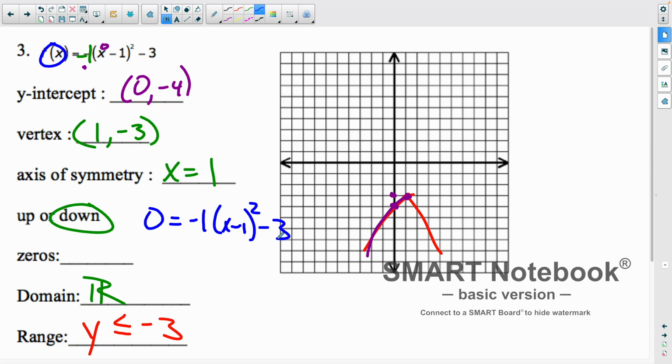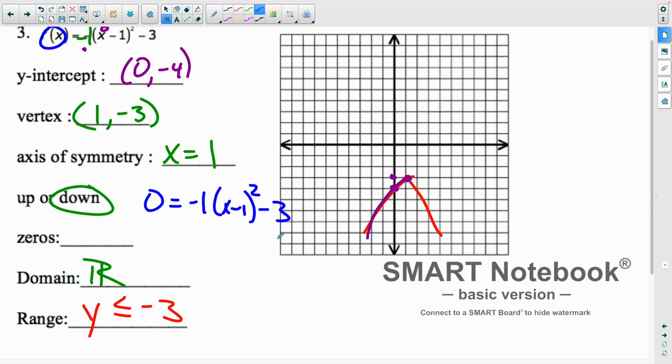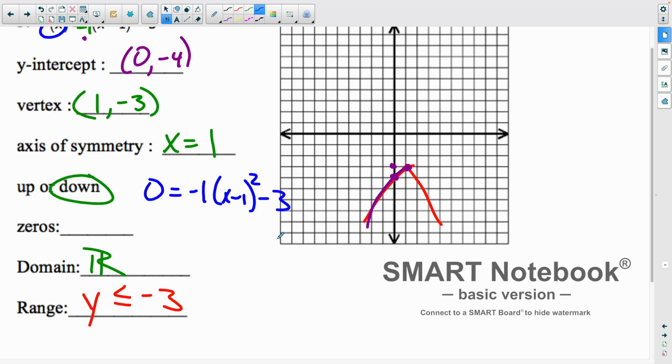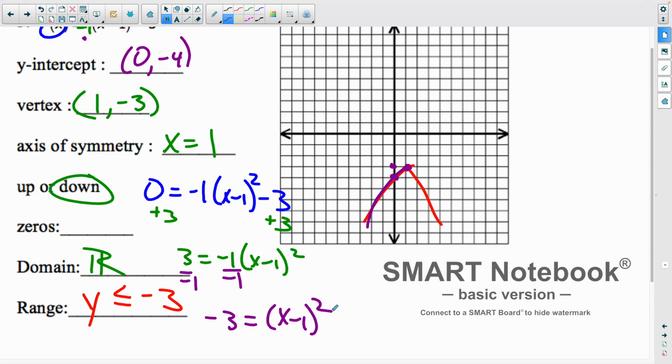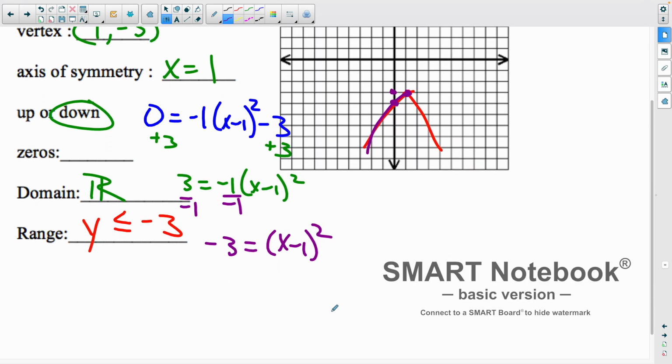What would be my first move here? How would I solve for x? Add 3 to both sides. -1, x minus 1 squared. Now I'm going to divide by -1. So I get -3 equals x minus 1 squared. And the next one is square root. Now this is where it matches what I see on the picture in my opinion. If I take the square root here, square root there, plus or minus.